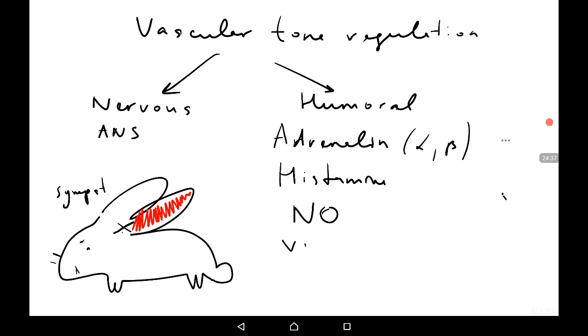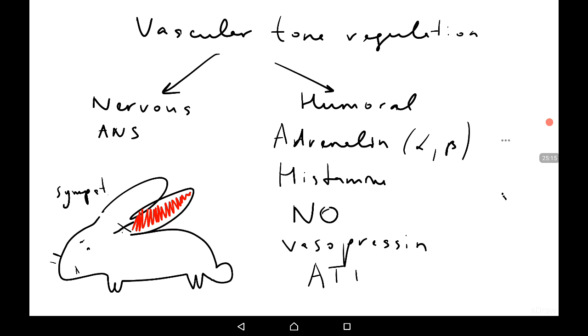Vasopressin is produced by the hypothalamus and released in the blood in the posterior lobe of the pituitary gland. Vasopressin constricts the blood vessels. Metabolites, carbon dioxide for example, and lactate, they dilate the blood vessels. And a very important humoral factor is angiotensin 2.